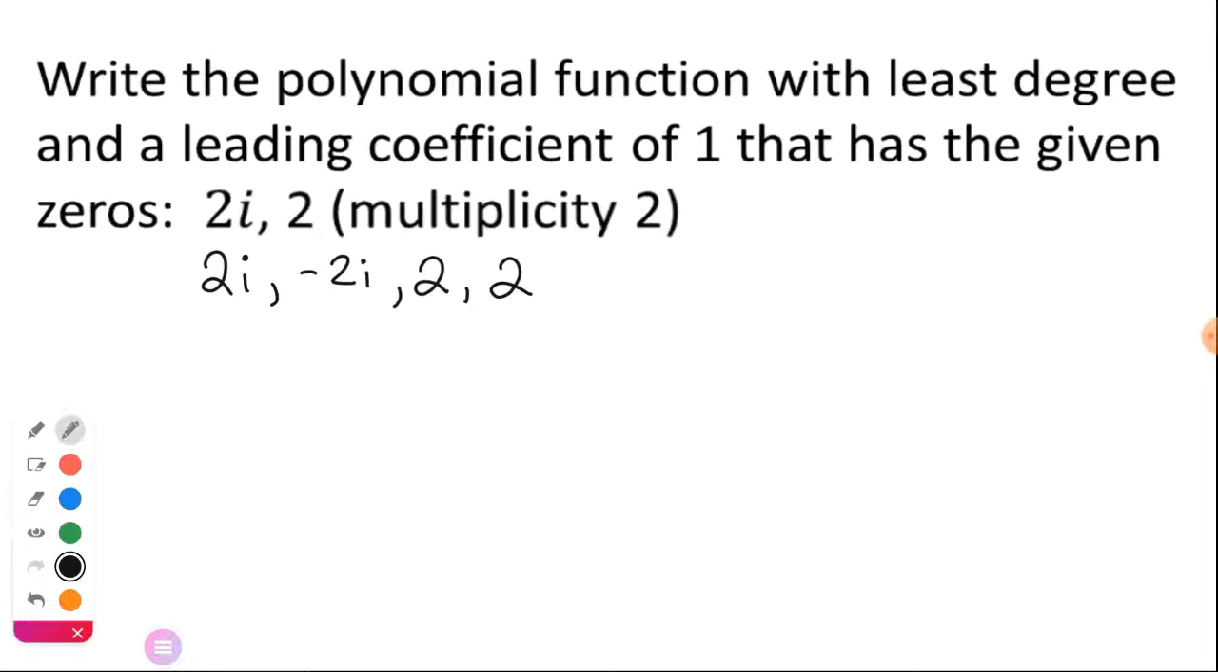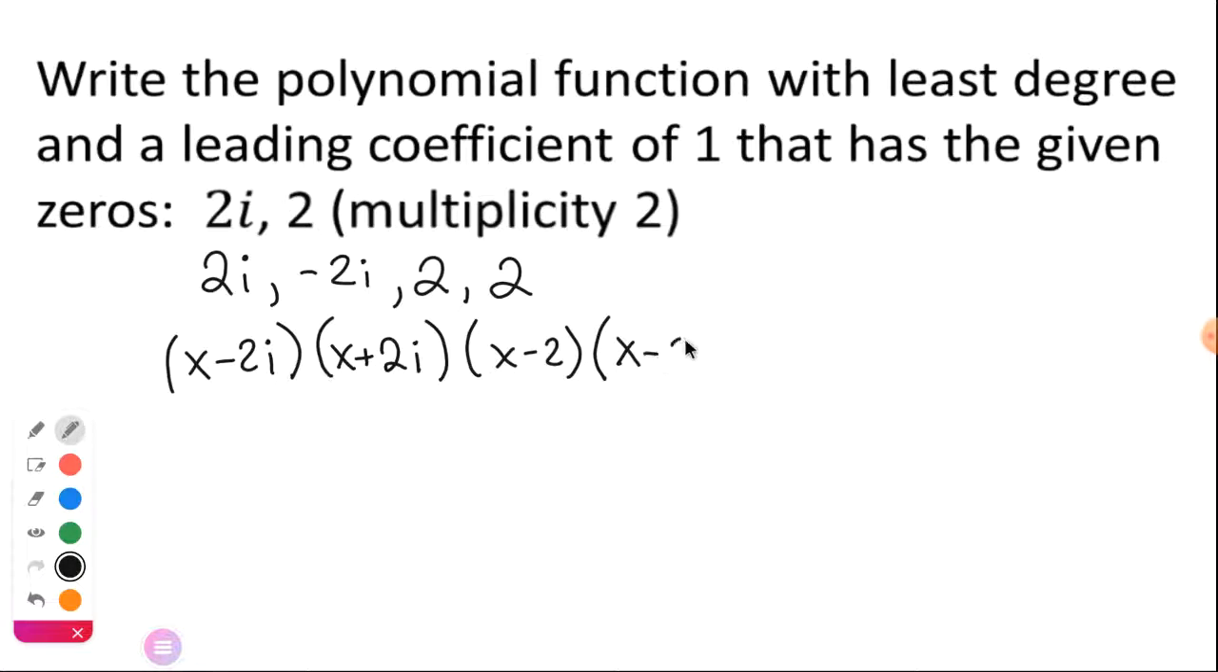So as our factored form, our polynomials, the positive 2i becomes x minus 2i. The negative 2i becomes x plus 2i. The positive 2 becomes x minus 2. And the other one is also x minus 2. And we're just going to multiply all of these together.